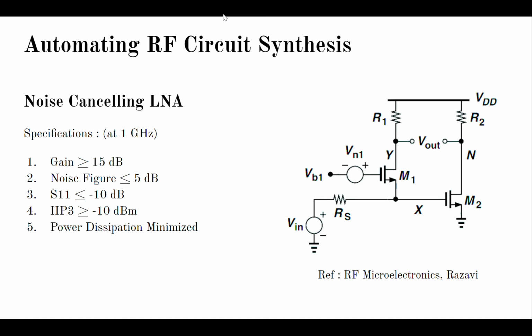Aniruddhan, and this is my video demonstration for the project Automating RF Circuit Synthesis, specifically for the noise cancelling LNA. The given specifications are at 1 GHz and they are as follows. The differential gain needs to be greater than 15 dB, the noise figure needs to be less than 5 dB, S11 needs to be below minus 10 dB, IIP3 needs to be greater than minus 10 dBm, and the power dissipation needs to be minimized.